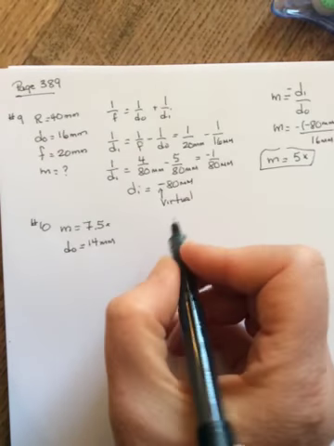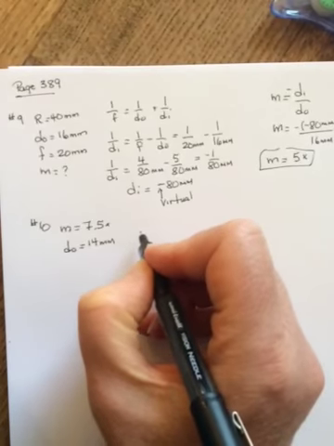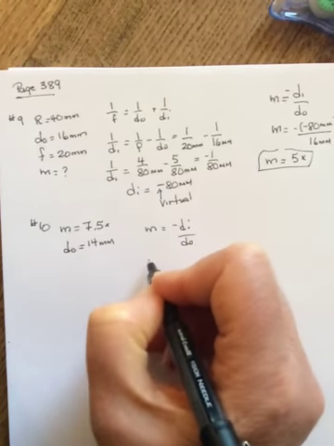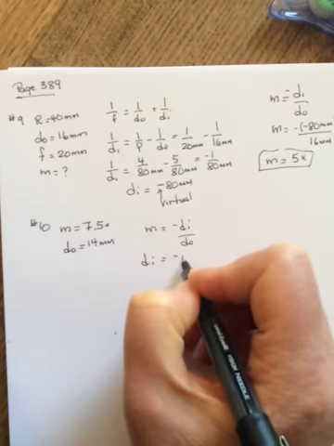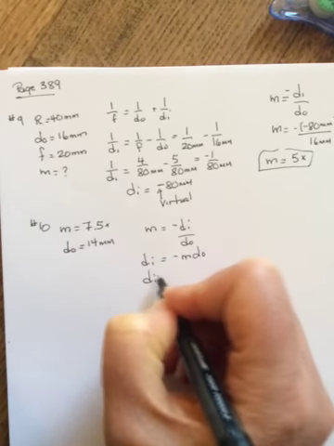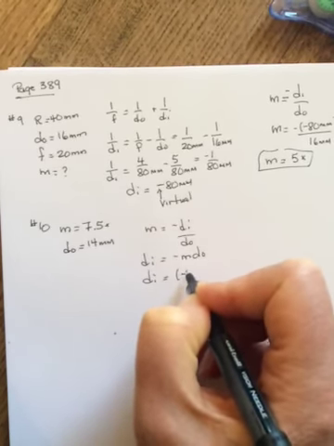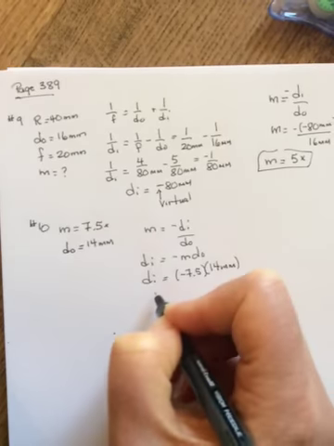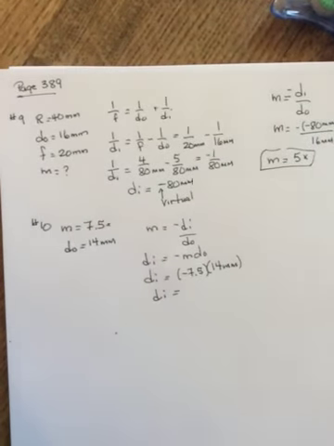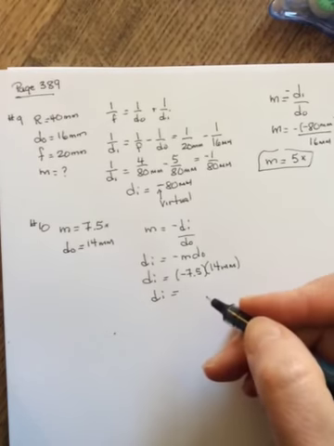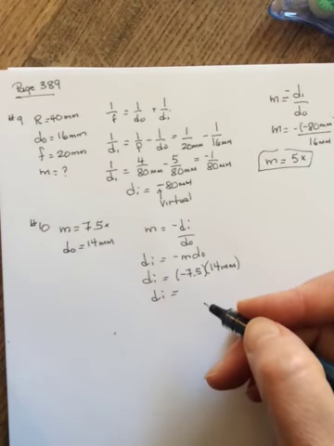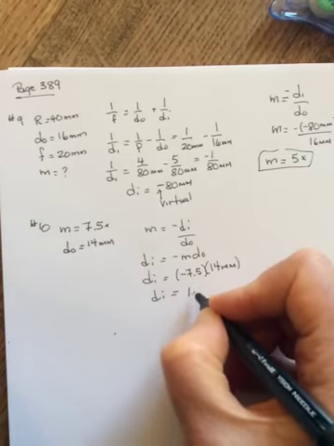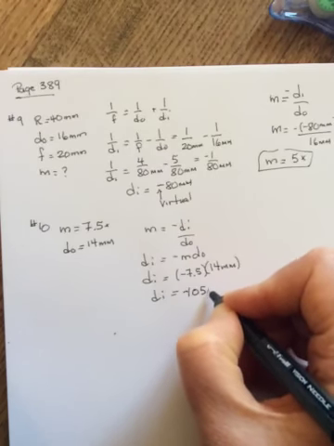And what is the radius of curvature? So we need F. So first we need DI. So we know M is equal to negative DI over DO. So DI is equal to negative M times DO. So DI is equal to negative 7.5 times 14 millimeters. DI is equal to, that's like 15 times 7, so 105, I think, maybe? Doing it in my head, and it's negative because it's virtual.